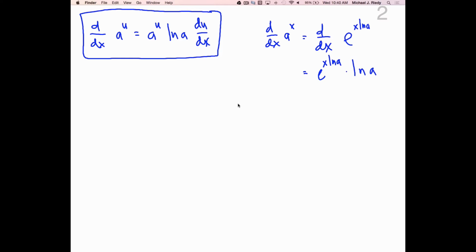What is it? Yes, Frank. Is it because natural log of a is a constant? Correct. The natural log of a is a constant, and the derivative of 2x is just 2, so the derivative of a constant times x would just be that constant. Okay. Now, we're not done actually. What's this equal to? How about if I rewrite it this way? Does that help?